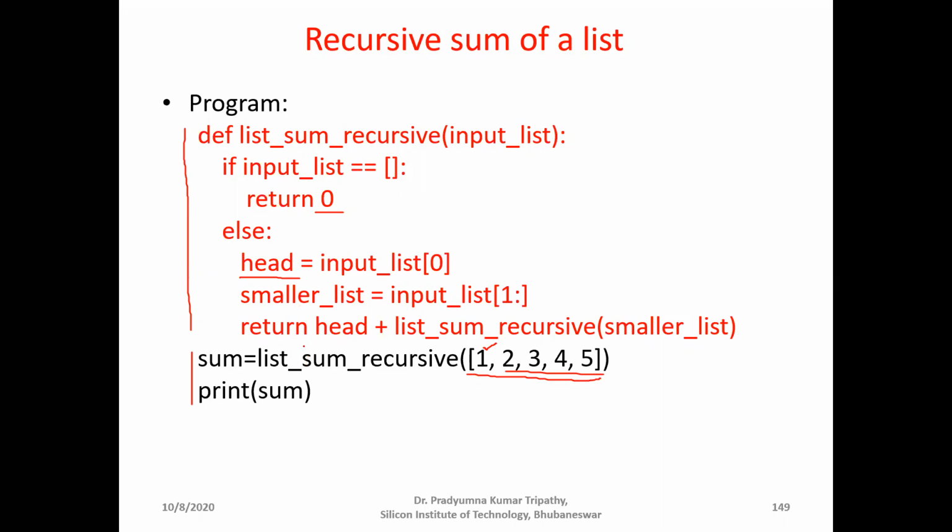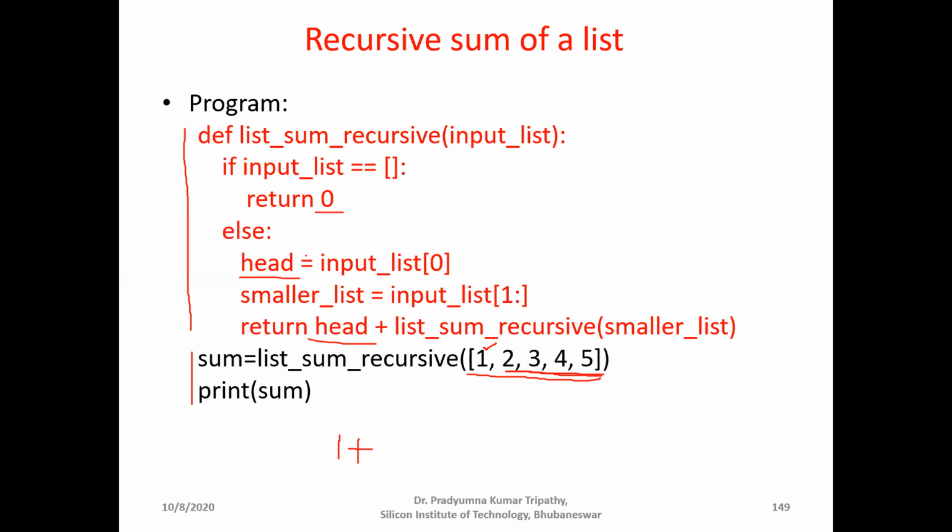Here it is written head plus. Head means what? 1. Head is 1 or not? So head is 1 plus the recursive sum of the smaller list. So what is the smaller list? The smaller list is 1 onwards, that means this entire thing is the smaller list that is being passed. So now this part is 1. For the next part, just call it again.